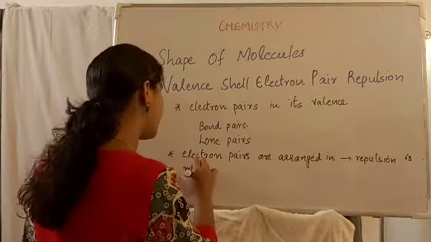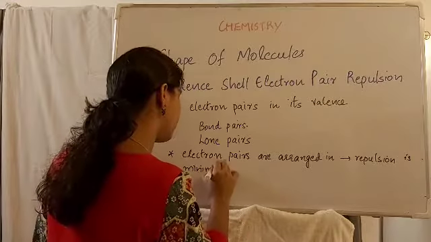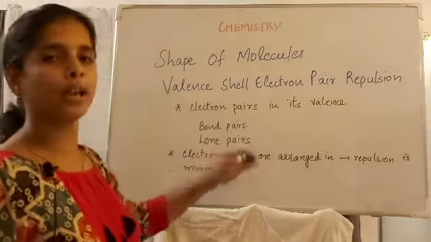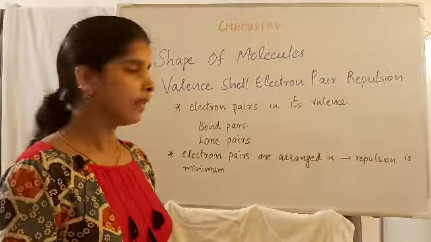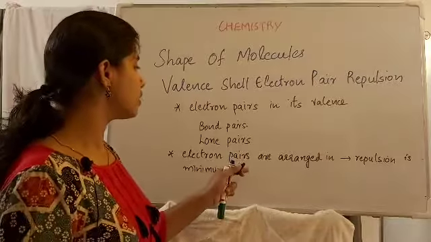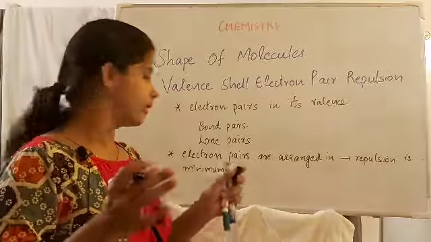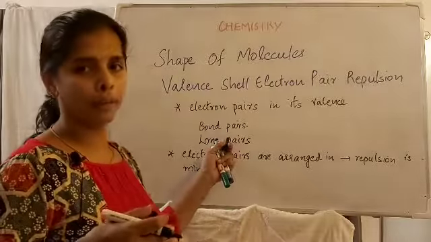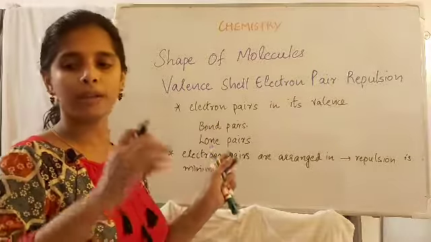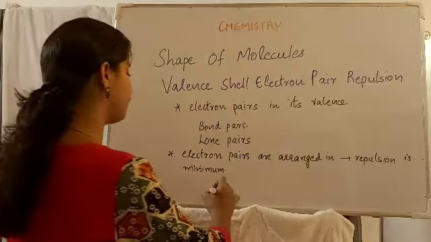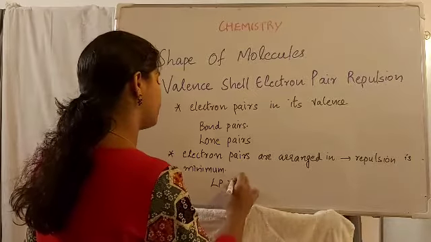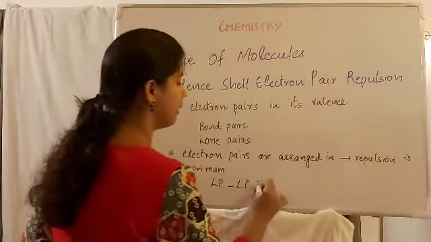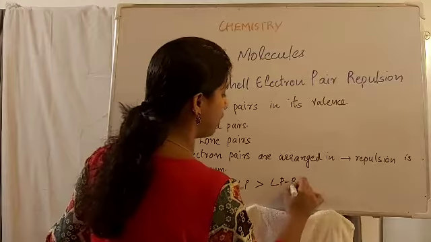Electron pairs are arranged in such a way that the repulsion is minimum. Since there are two types of electron pairs, the magnitude of repulsion will be greater for lone pairs. Lone pair repulsion will be maximum. Repulsion between two lone pairs will be maximum, then lone pair and bond pair.